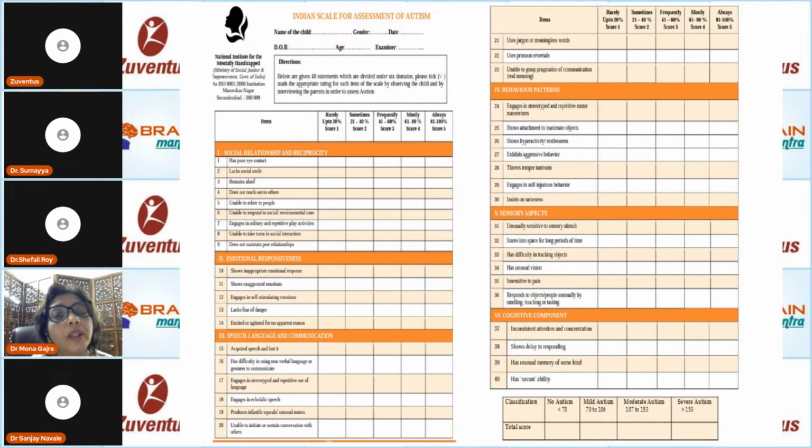Yeah, so this is what the ISA looks like, and again it looks at 6 domains. It is used for certification more by government authorities, because there is a cutoff. If you look down, there is a total score given: if it is less than 70, it is no autism, and if it is more than 250, then it is definitely severe autism. Can I have the next slide, please?